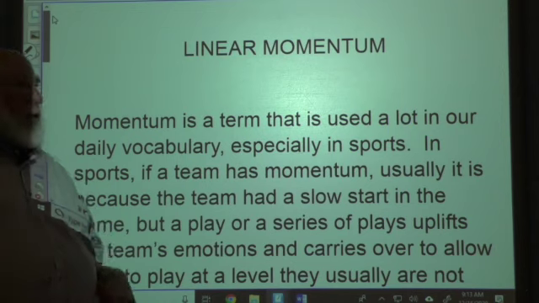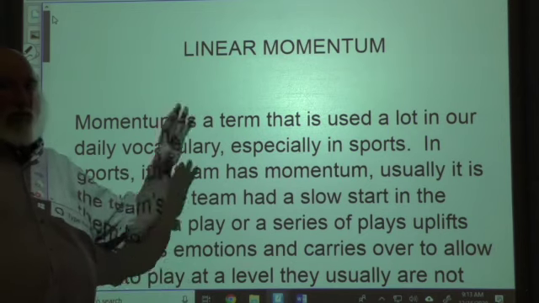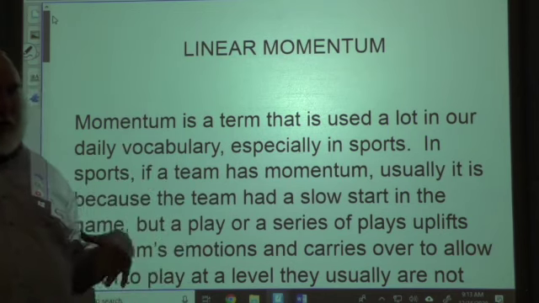Okay, so here's the script for linear momentum. This is the first section of the next chapter.